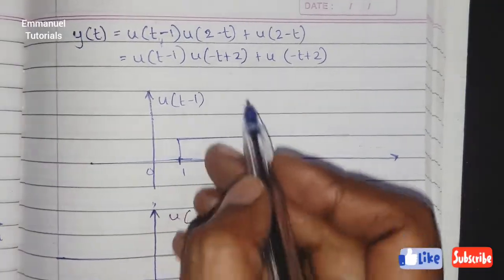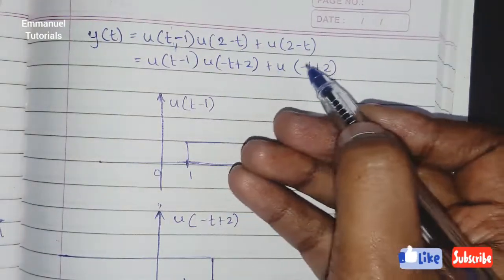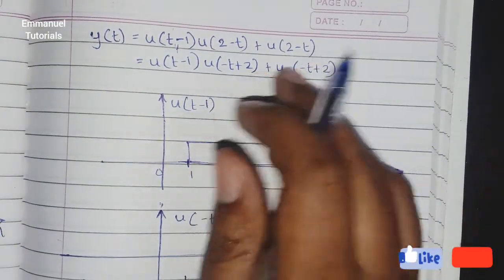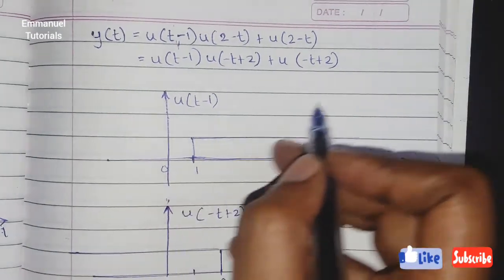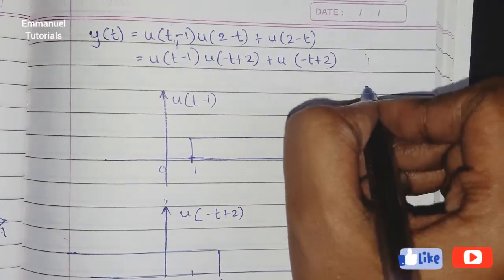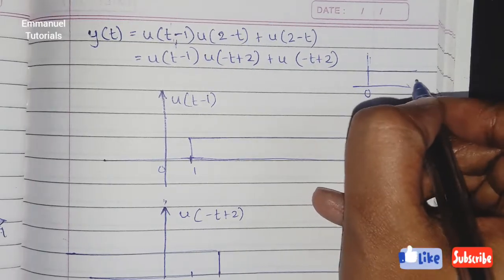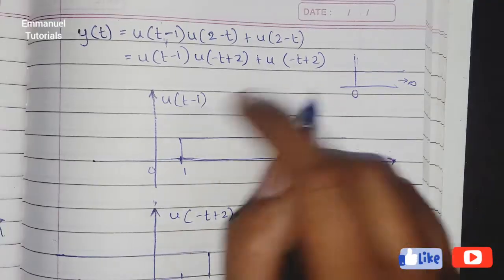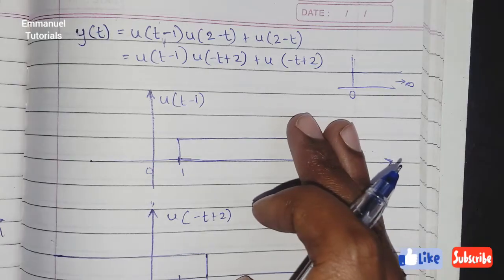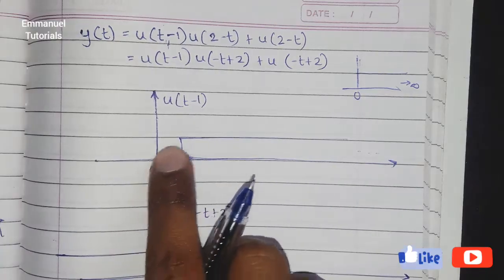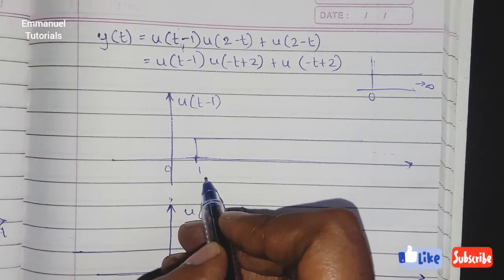First, I have drawn u of t minus 1. Now u of t is the signal which is used here. So all our signals are unit step signals with time shifted and scaled or reversed versions. You know that the unit step signal has amplitude 1 and goes from 0 to infinity. Now when you shift it by 1 and it is a minus sign, it means delay. So you're going to shift it to the right by 1. So we have shifted the simple unit step to the right by 1. So the signal starts from 1.